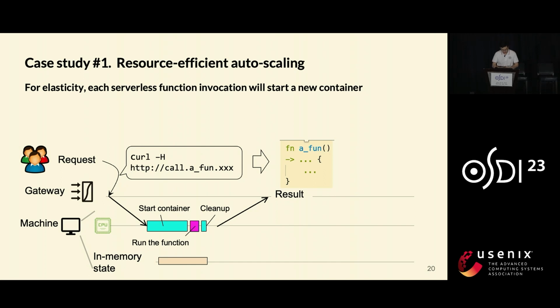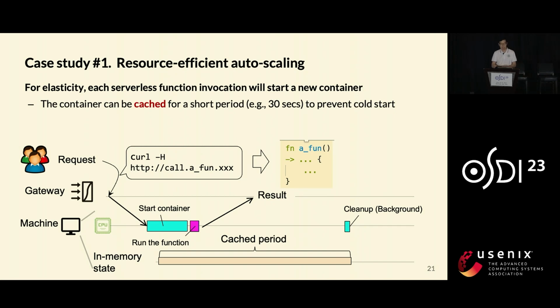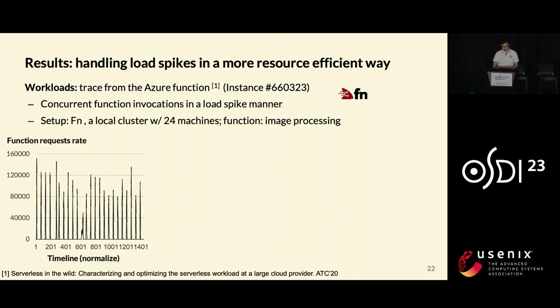For elasticity, each serverless function invocation will trigger the start of a new container. After the function execution, the container will be destroyed and the resource will be reclaimed. Typically, the cleanup can be delayed and thus the container can be cached for a short period. During this period, cold start can be prevented, yet there is a trade-off between the resource usage and the performance. Mitosis can achieve high-performance auto-scaling in a more resource-efficient way.